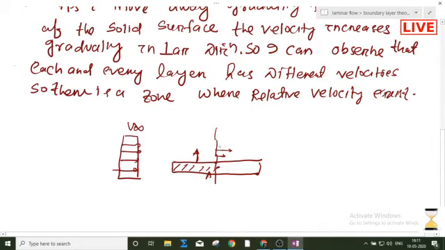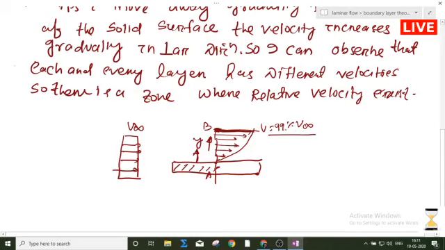And see, each layer has a different velocity. If there are different velocities in the perpendicular direction, what will happen? A velocity gradient will exist. So within this zone the velocity gradient will exist. But after traveling some distance from this wall, we will reach one point, suppose this is point B. At this point, this layer has a velocity equal to 99% of the free stream velocity.